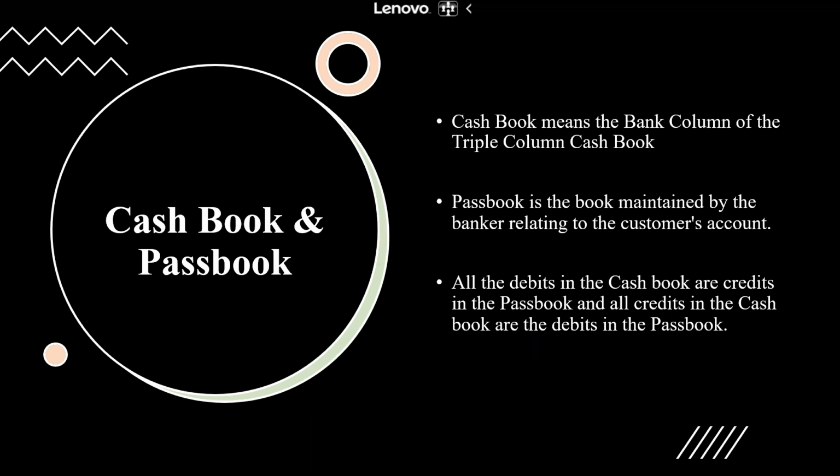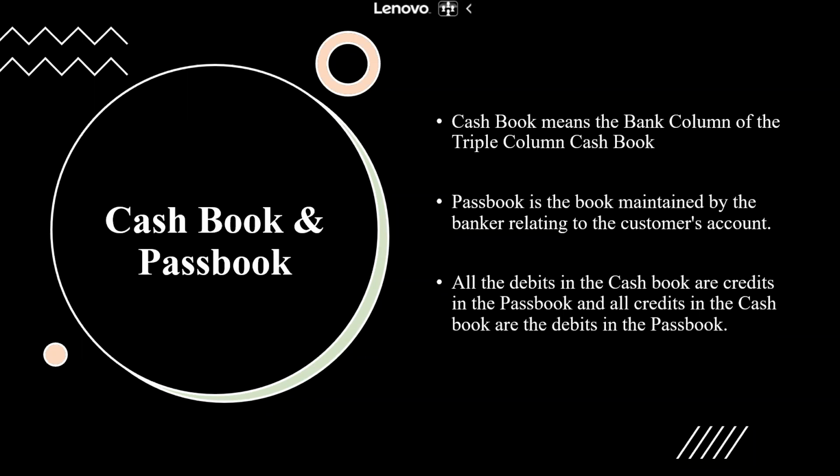So see here, cash book and passbook. Cash book means the bank column of the triple column cash book. Passbook is the book maintained by the banker relating to the customer's account. So all transactions I will maintain in my cash book, the banker will maintain in the passbook. And all debits in the cash book are credits in the passbook, and all credits in the cash book are debits in the passbook. So the cash book and the passbook are exactly opposite to each other.